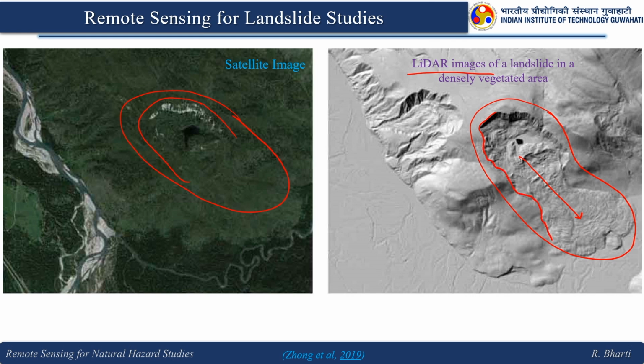Once you do that, you can also identify this flow, which was not possible in the reflective domain images. When we talk about this LiDAR information, this can be done using a UAV. Here you can see this is a vegetated area, and because of the vegetation this is covered. This information is covered in the normal satellite images.